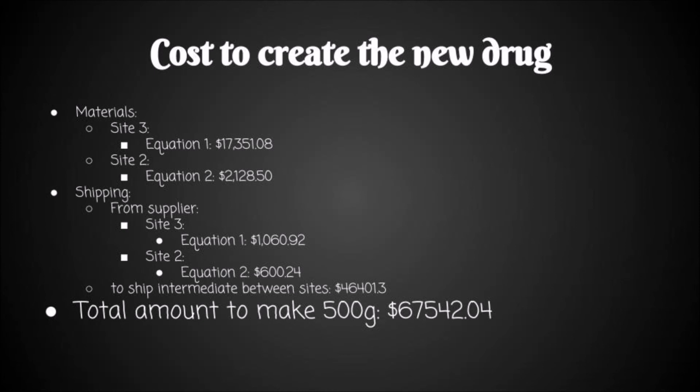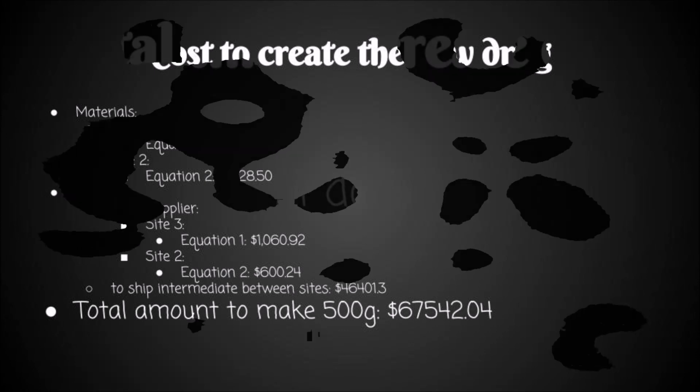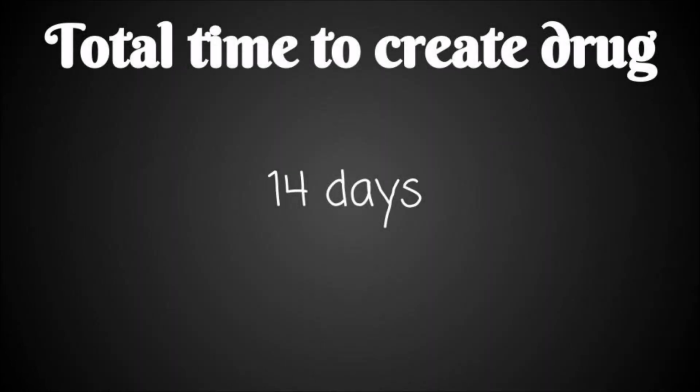To ship the intermediate between sites is $46,401.30, for a grand total of $67,542.04 to make 500 grams of the new drug. Total time to create the drug is 14 days, using Site 3 to run Equation 1 and Site 2 to run Equation 2.